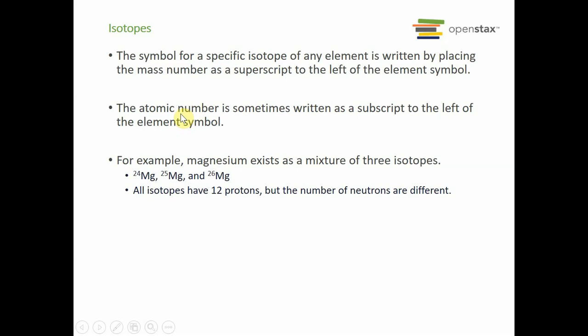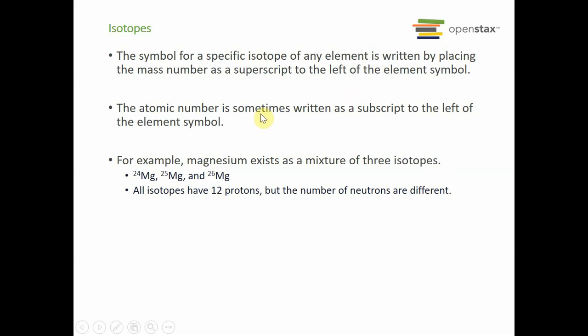C always has the atomic number 6, H always has 1, oxygen always has 8. For example, magnesium exists as a mixture of 3 isotopes, 24Mg, 25Mg, and 26Mg. All isotopes have 12 protons in this example, but the number of neutrons are different.